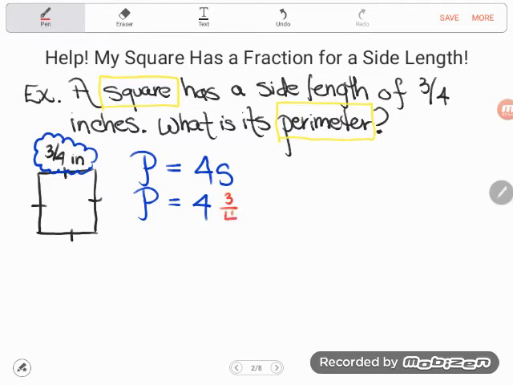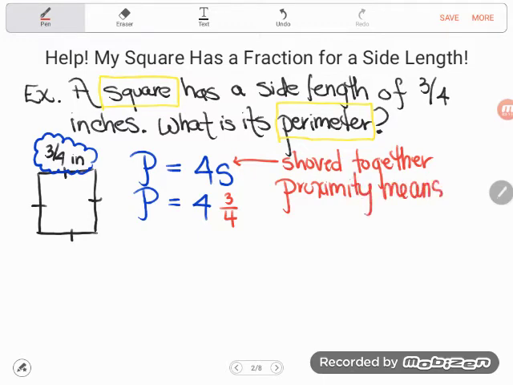Now, careful. If you just write it like this, you're actually saying 4 and 3/4. So another way of saying that is 4 plus 3/4. But do you see how the 4 and the S are shoved together like this? When mathematicians shove together a number and a letter with nothing between them, that proximity actually means multiplication. A lot of times you guys think that the parentheses are what means multiplication, but it's actually the proximity. So when two things are shoved together, it means multiplication. So I need this 4 and this 3/4 to multiply. So I will separate them with the parentheses so you can see that they are multiplying. That says 4 times 3/4.